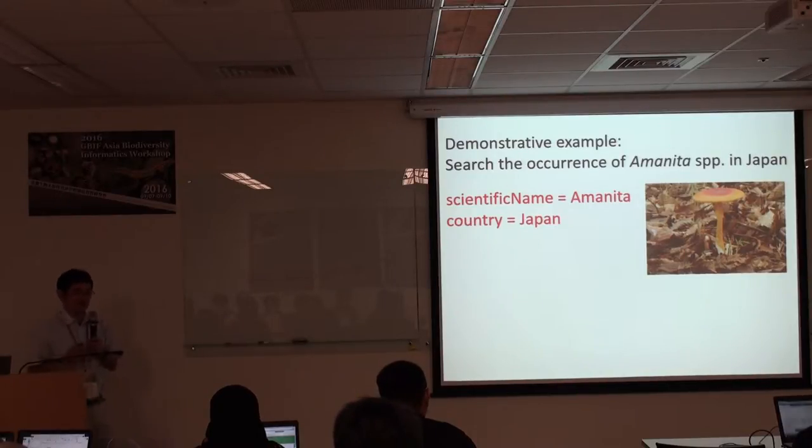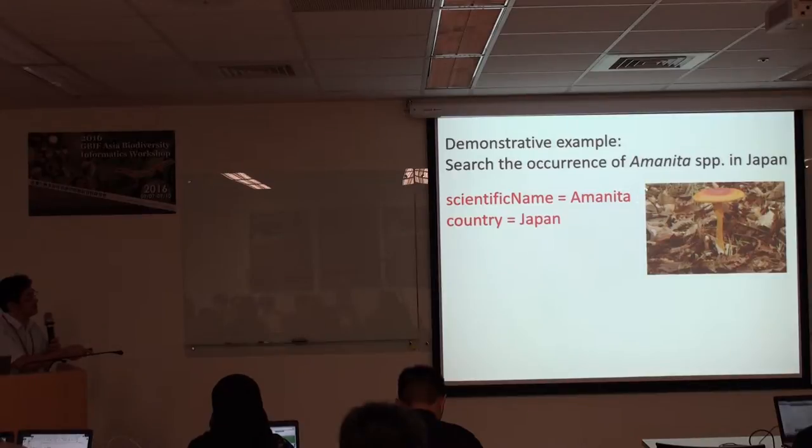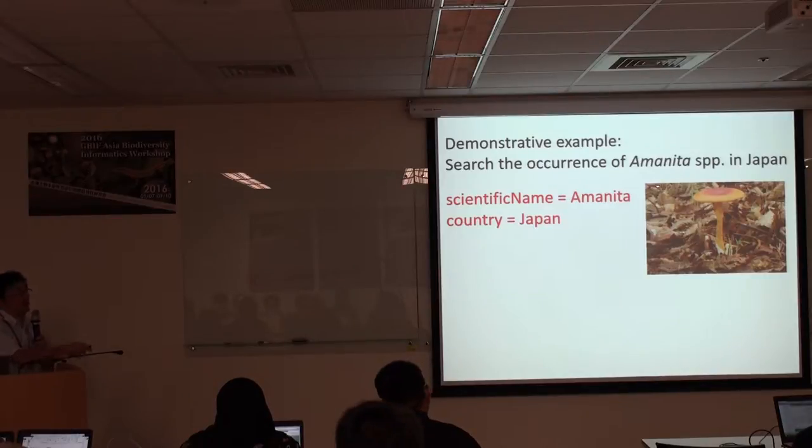In Darwin Core terms, imagine what kind of Darwin Core terms you need. In this case, the scientific name is Amanita. Actually, the genus is Amanita, so any species that contains Amanita, right? And the country is Japan. If you have the materials I provided 2 days ago, you can search for the various keywords, terms that are available for searching through GBIF.